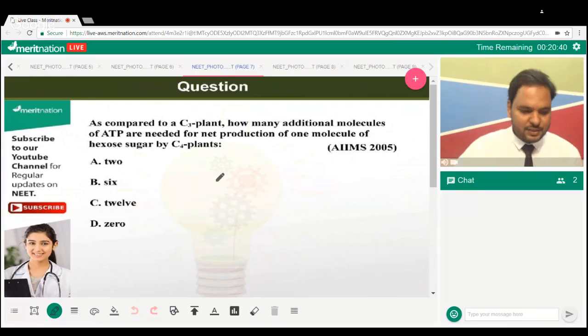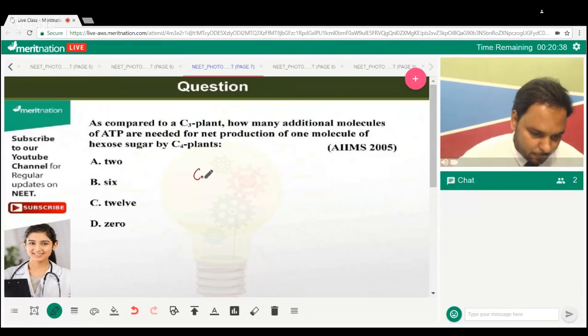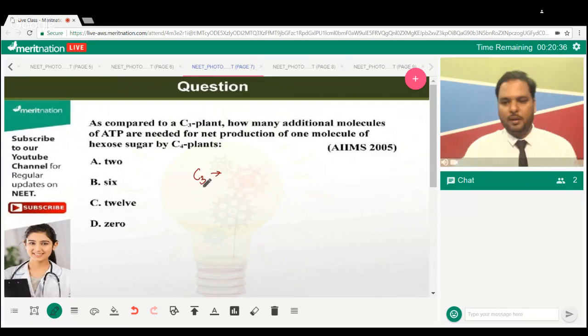Now, everyone, let's just see C3. If you remember, how many ATP are required in C3? I suppose it was 18.